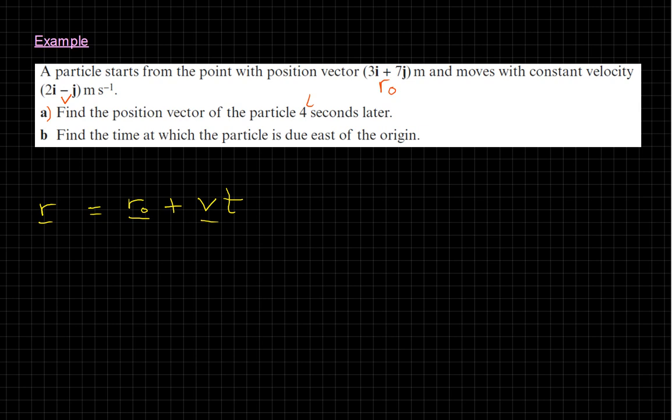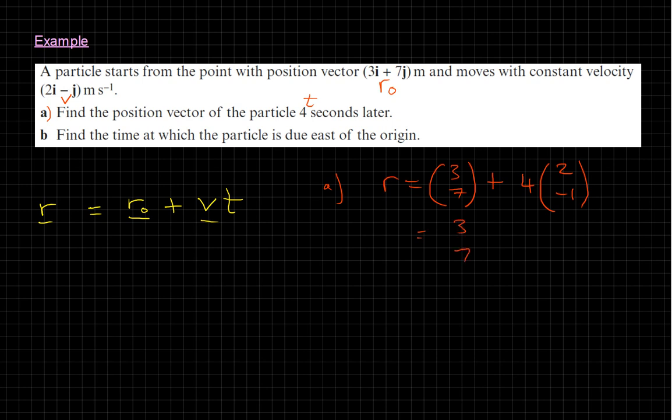So for part A, I'm going to write R is equal to R0, which is 3i plus 7j. I'm going to write that as a column vector, and then add to that the velocity times time. Let's do it time times velocity, it looks a bit neater. So time is 4 seconds, times the velocity vector 2i minus j, so that's 2, minus 1. Okay, and then we can work this out.